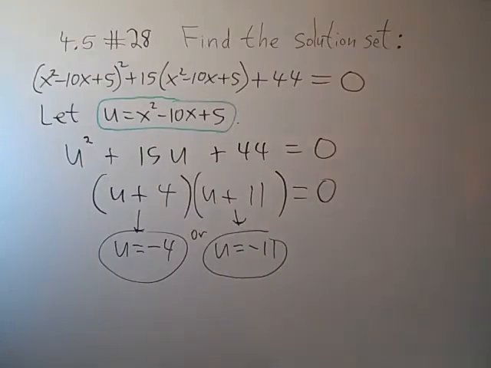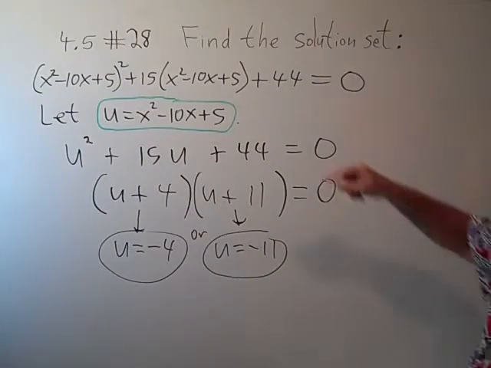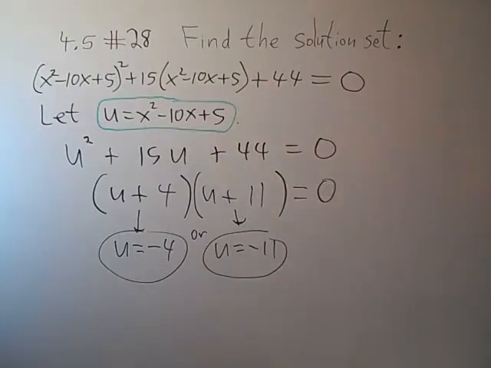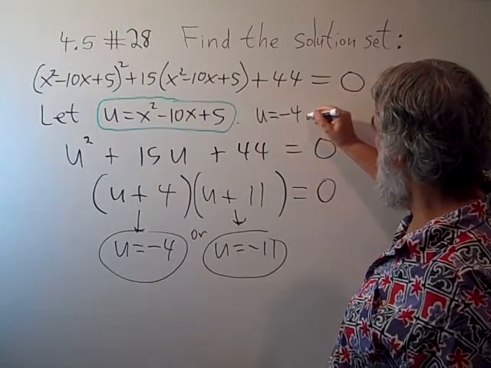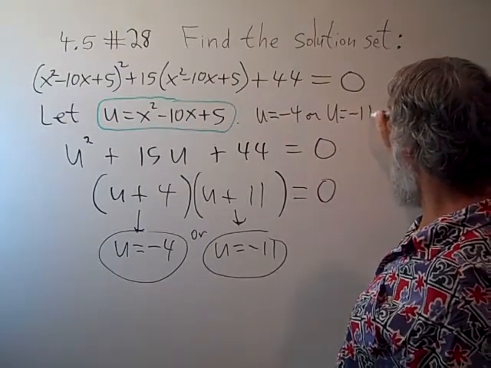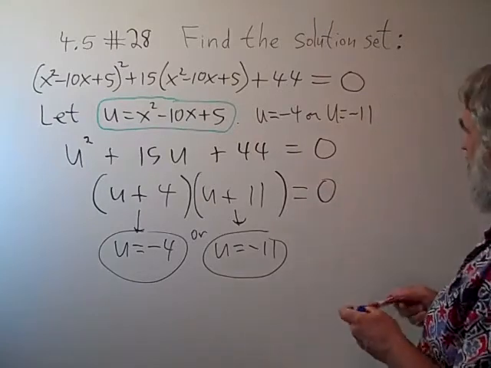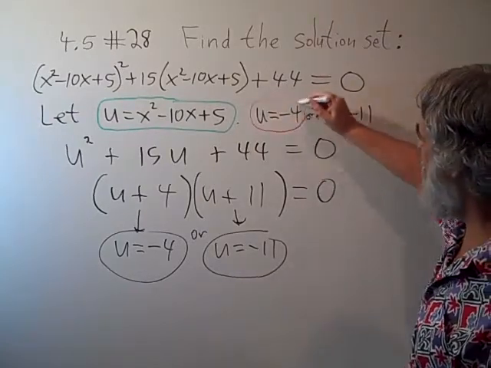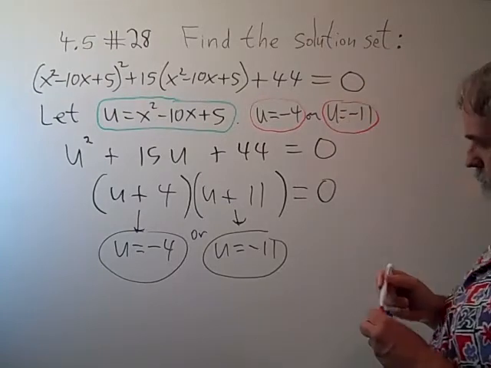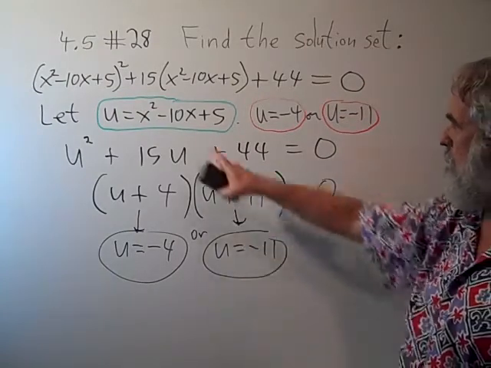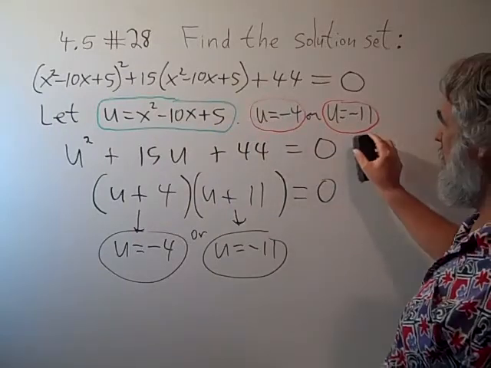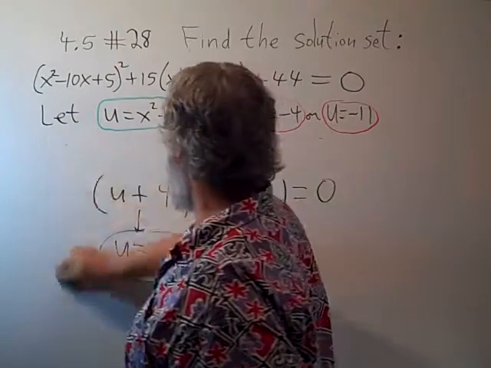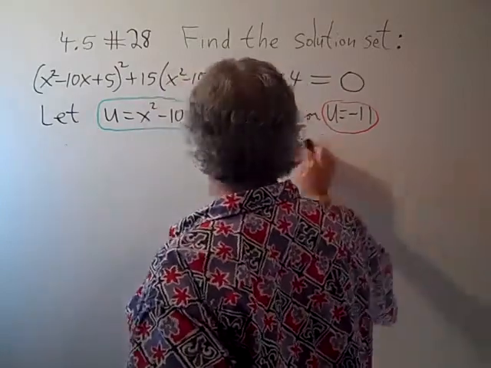Now, that tells us what u is, but we need to find what x is. So we have some more work to do here. I'm going to put up here that u is equal to -4 or u is equal to -11, because these will yield the solutions that we're looking for. But now we have to go back to this equation to find x for each of these possible values of u. So I'm going to erase the equation that we used to solve for u, now that we've solved for it.